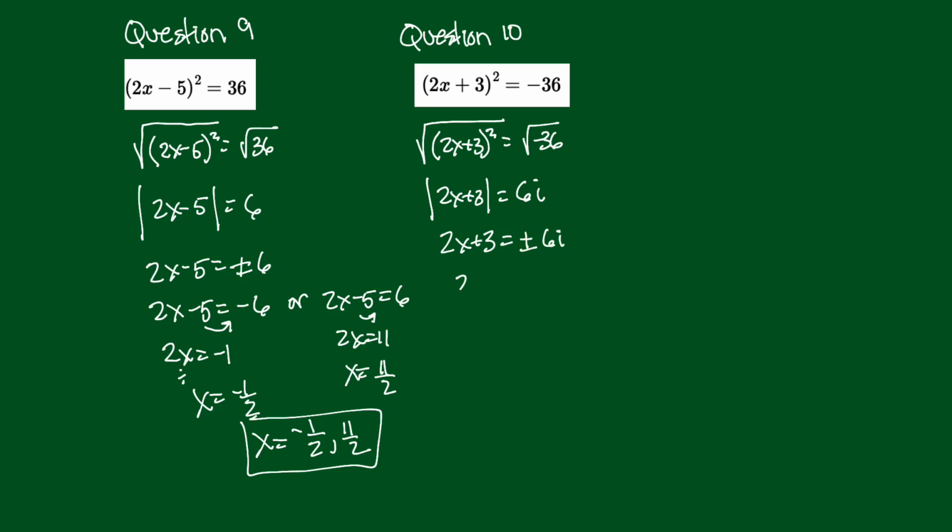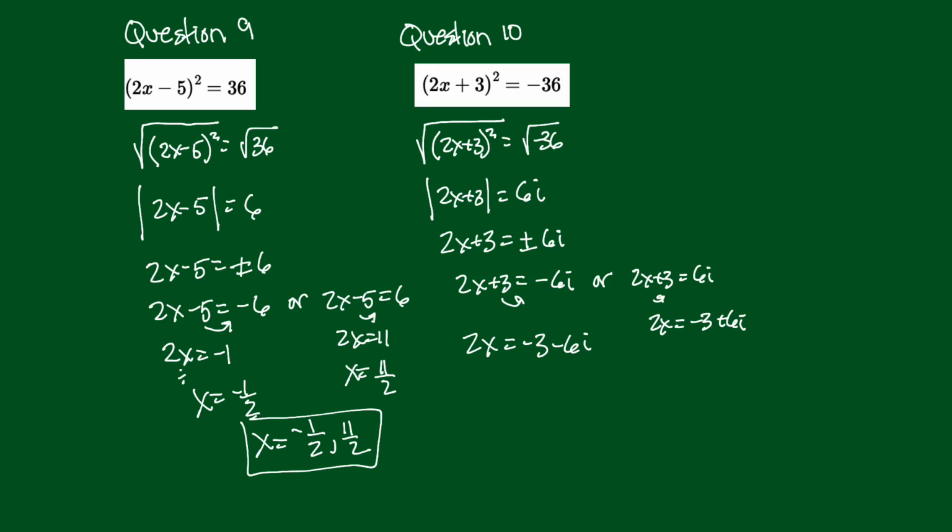Or how about this? This is better to solve. 2x plus 3 equals negative 6i. Or 2x plus 3 equals positive 6i. Now, add 3 or subtract 3. 2x equals negative 3 minus 6i. And over here, we'll get 2x equals negative 3 plus 6i.